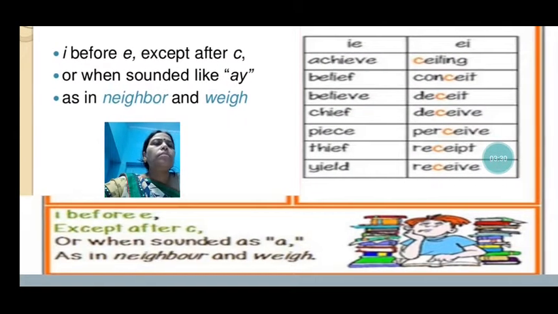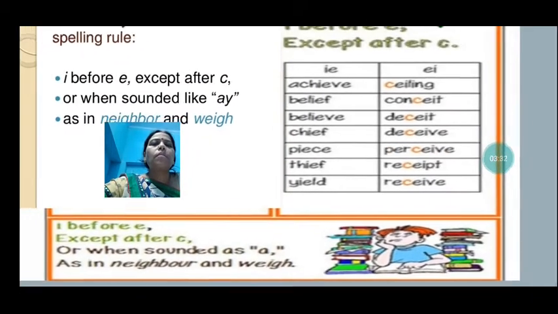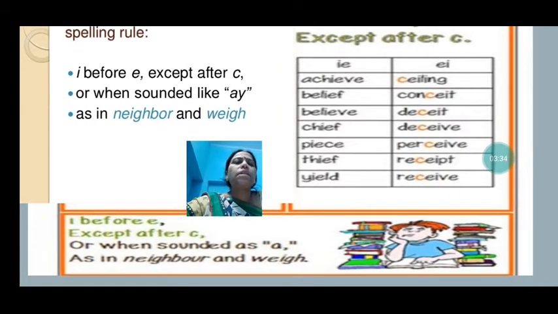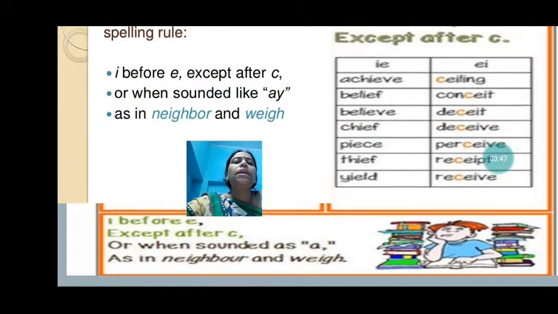Now there are some words like neighbor, where the pronunciation has an A sound. So in that case there is NEI, and weigh. So there also you will find that the EI is there.